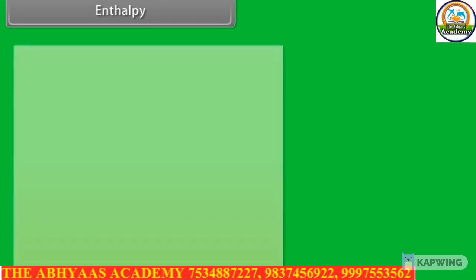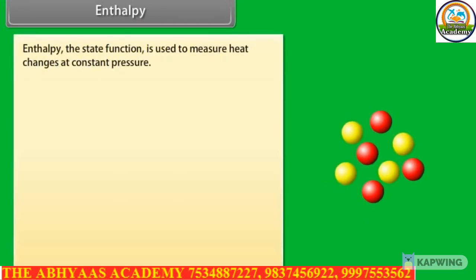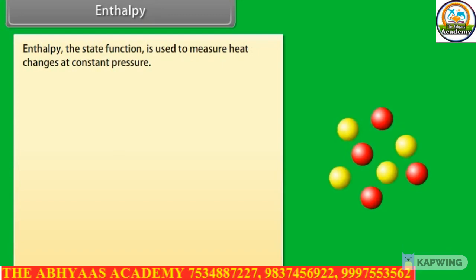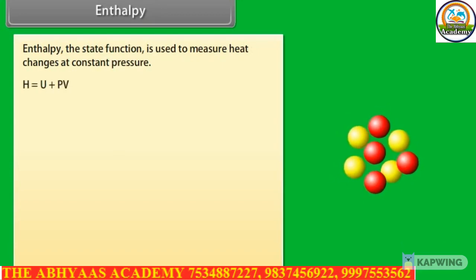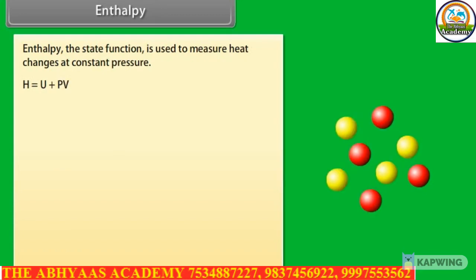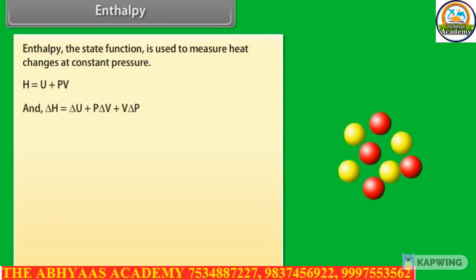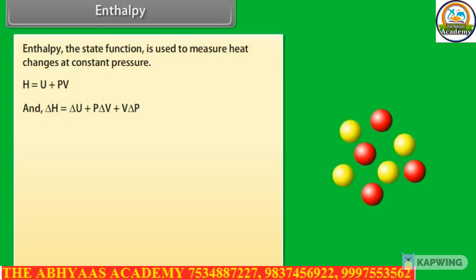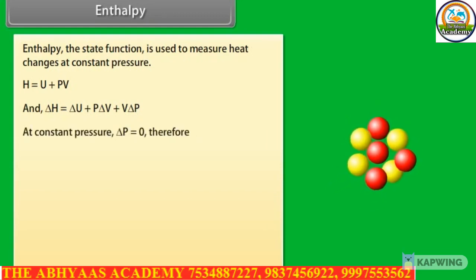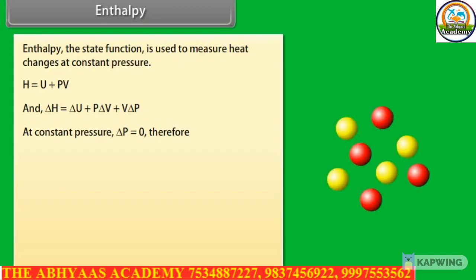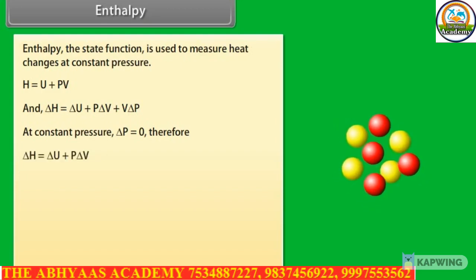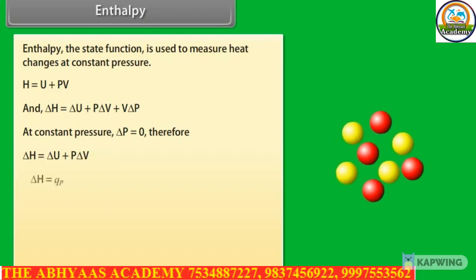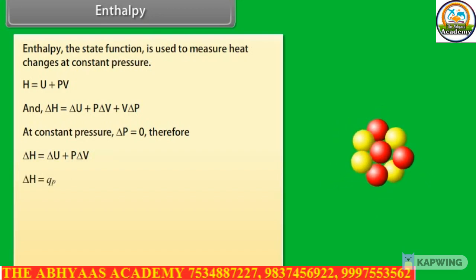Enthalpy. Enthalpy, a state function, is used to measure heat changes at constant pressure. H equals U plus PV, and delta H equals delta U plus P delta V plus V delta P. At constant pressure, delta P equals 0, therefore delta H equals delta U plus P delta V. This equation can be written as delta H equals Qp.